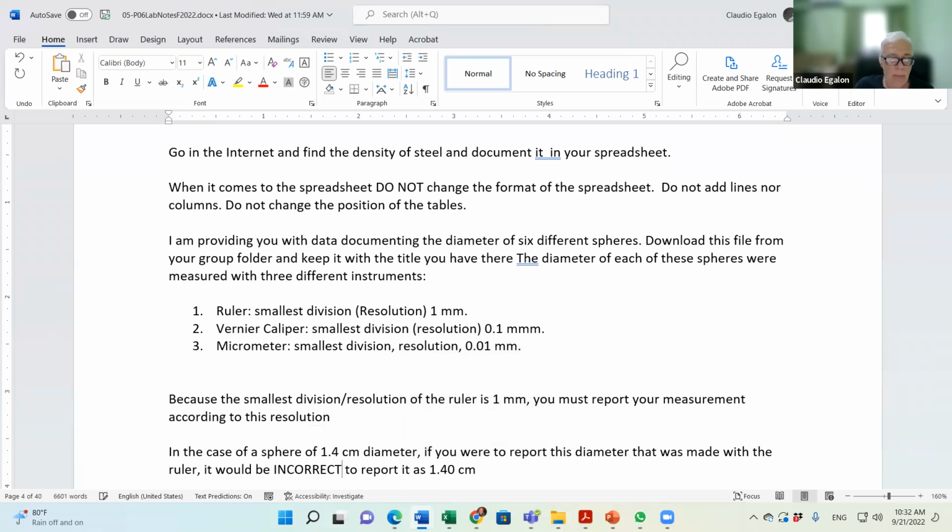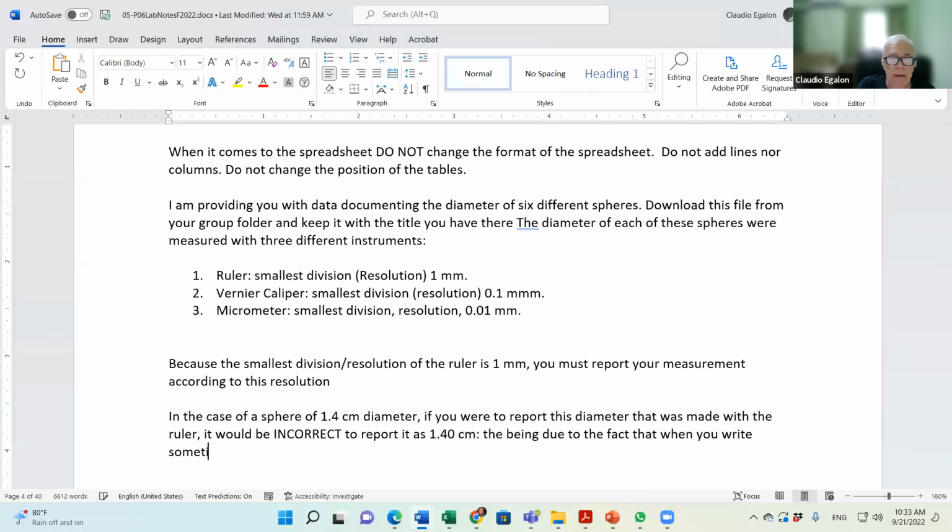Why is that? The reason being, when you write something like that, you are stating that your instrument has a resolution better than 1 millimeter.